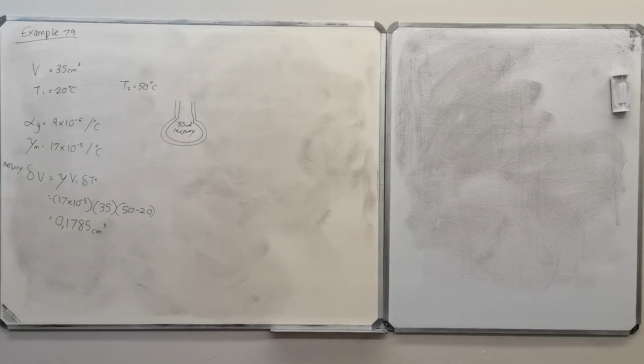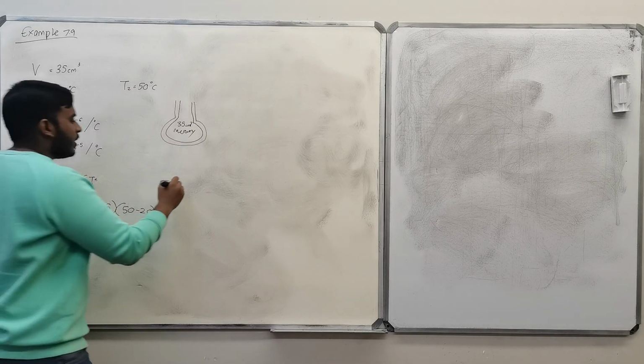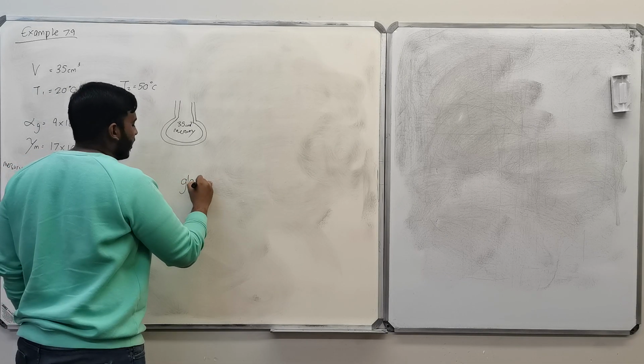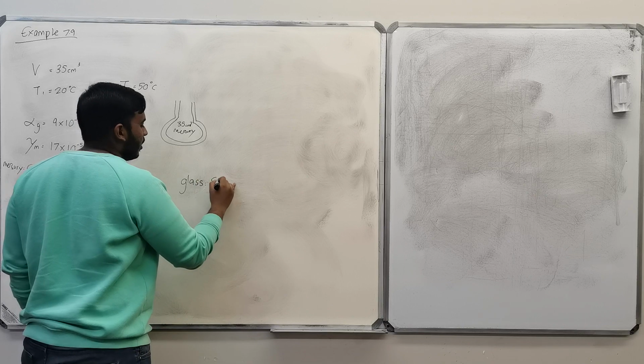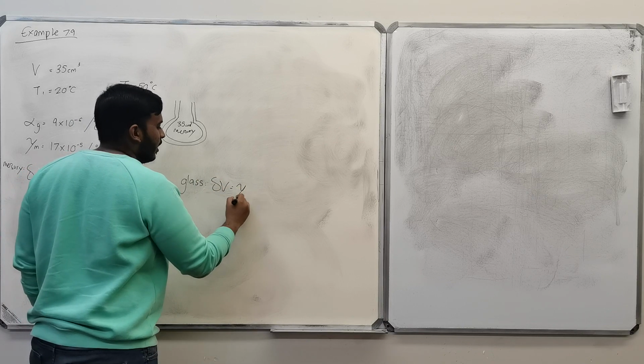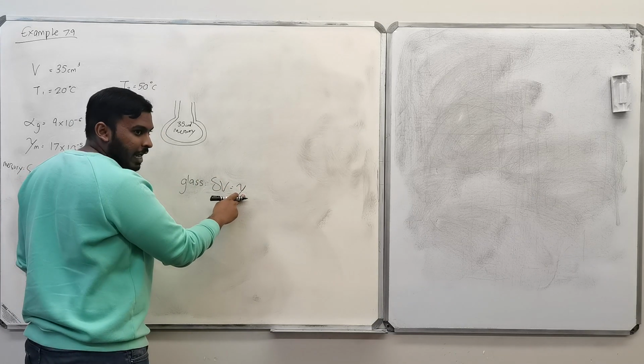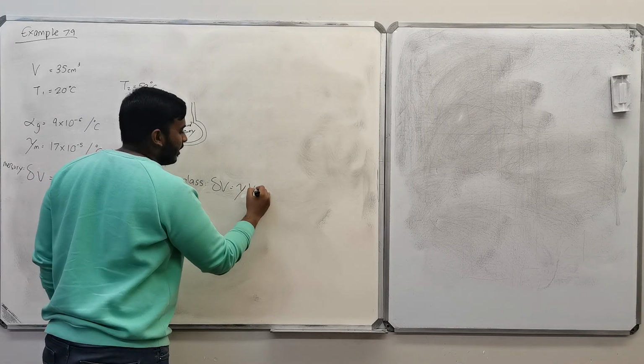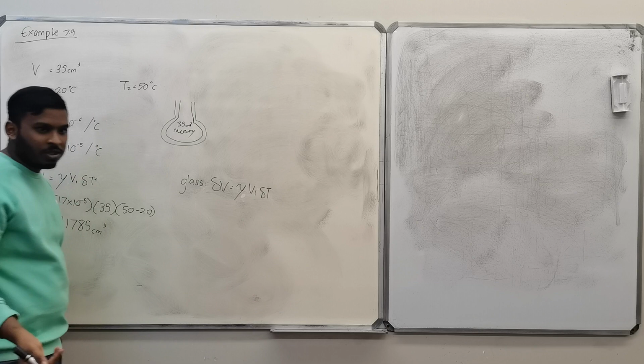Okay? Now, let's look at the glass. We want to calculate the change in volume for glass, which will be the cubic coefficient of glass multiplied by the initial volume multiplied by the change in temperature. Right?